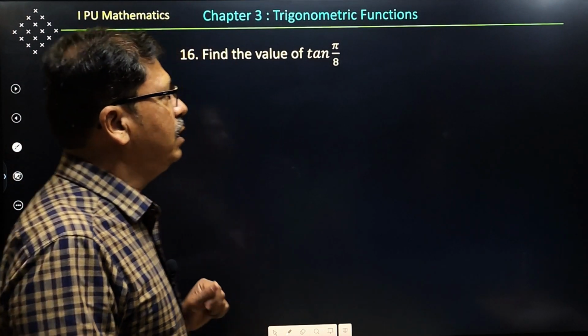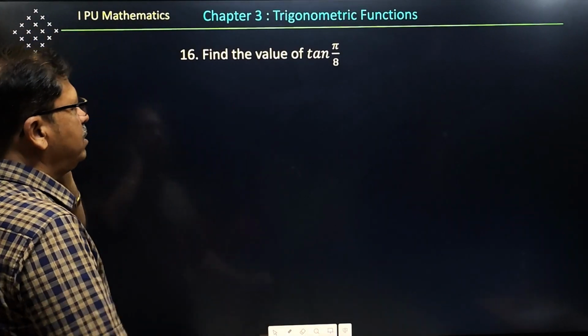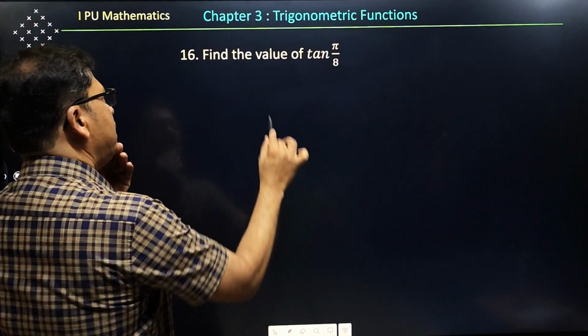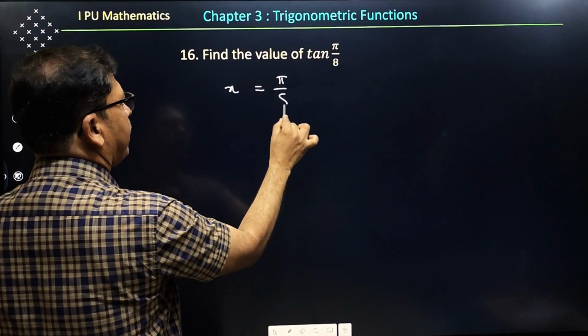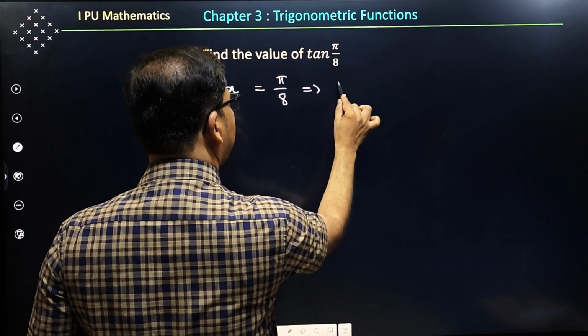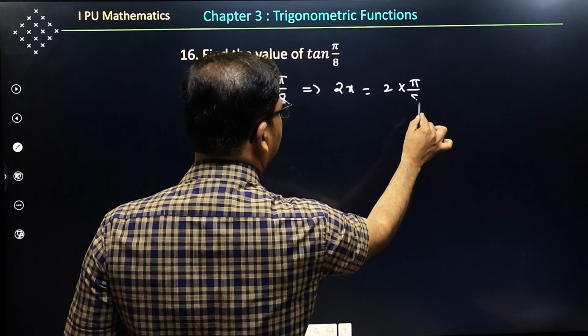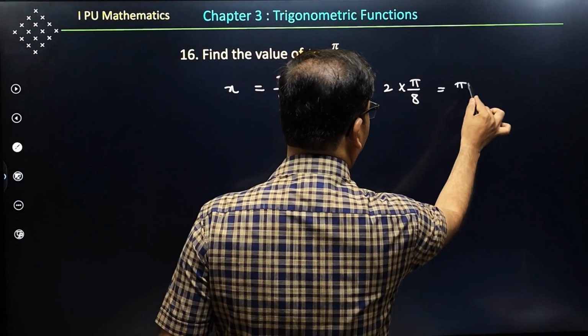Now let us continue another interesting sum, which is a solved example in our textbook. See students, we need to find the value of tan pi by 8. There is a tricky question here. You take x equal to pi by 8. So if you take 2x, it becomes 2 times pi by 8. 2 ones are 2, 2 fours are 4, so pi by 4 you are getting. 2x equal to pi by 4.